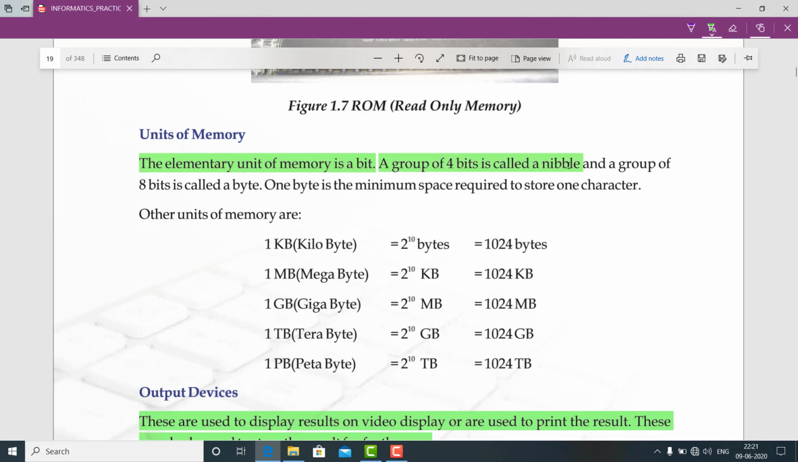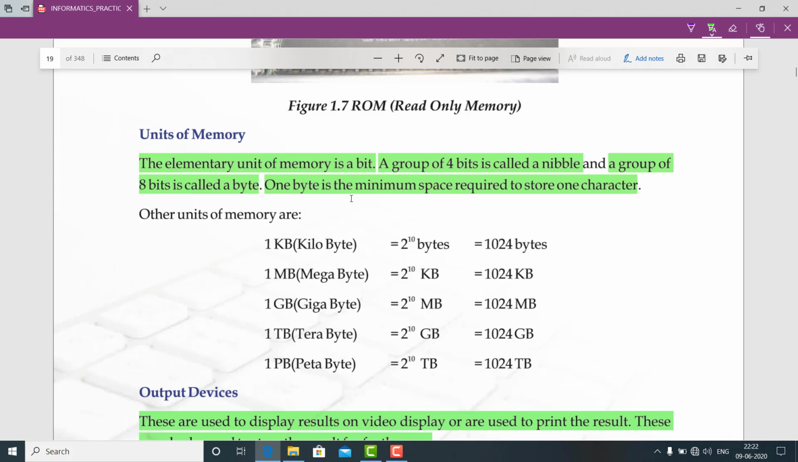4 bits is called a nibble, and a group of 8 bits is called a byte. Clear? So 1 byte is the minimum space required to store one character. Clear? If you want to store a character in the computer memory, it will take 8 bits, means 1 byte, minimum requirement to store one character.